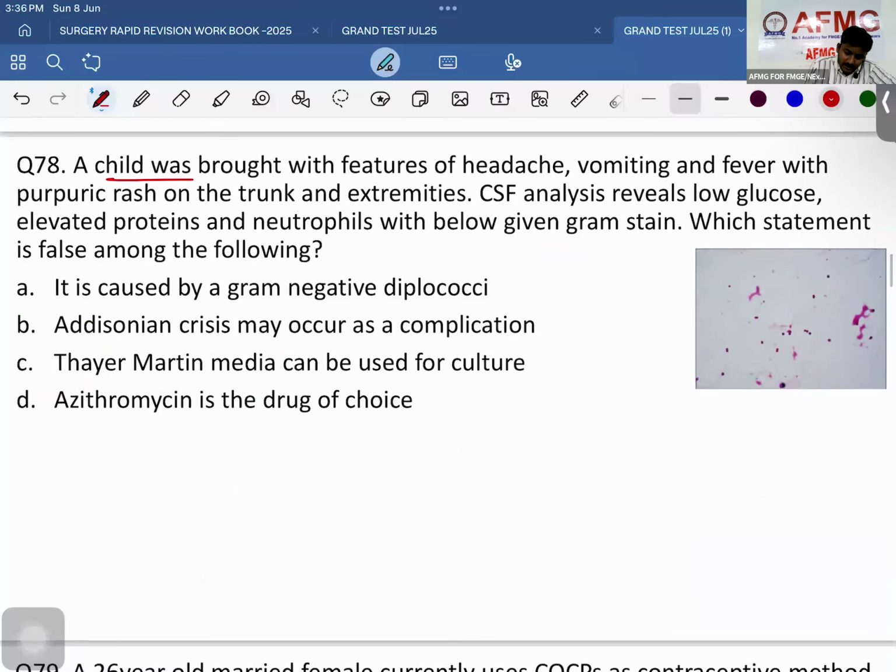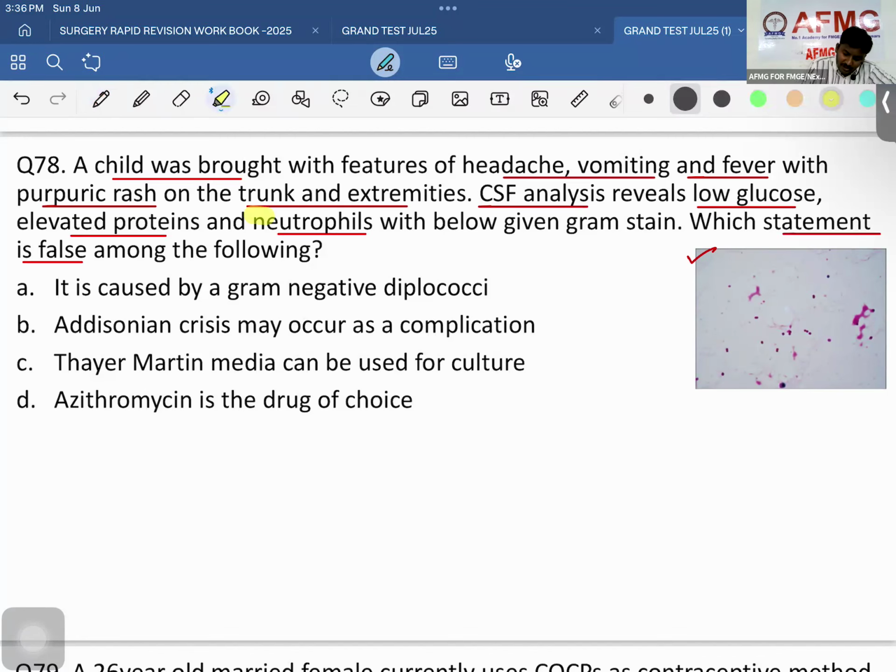Question number 78, beta. A child was brought to you with features of headache, vomiting, and fever, beta, along with a purpuric rash present on the trunk and extremities of the child. CSF analysis reveals low glucose levels along with elevated proteins, and neutrophils are present, beta, with the below given gram stain. Which statement is false among the following?